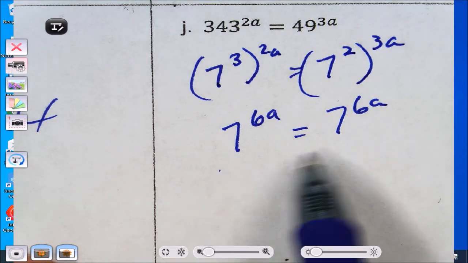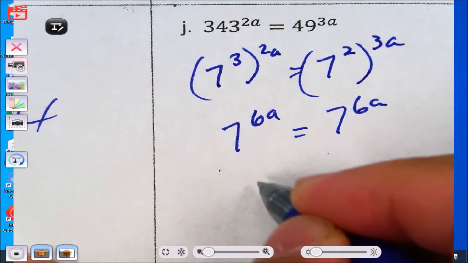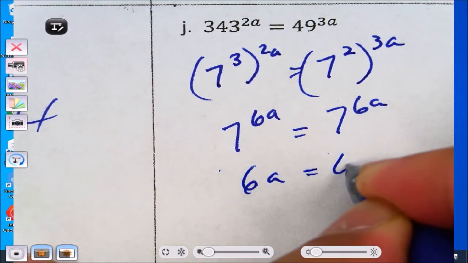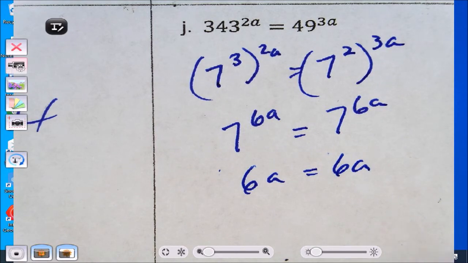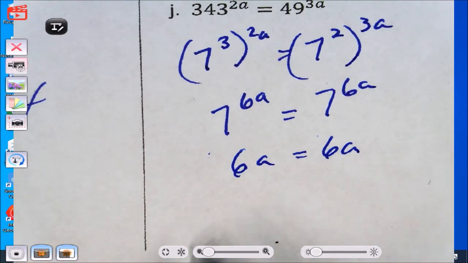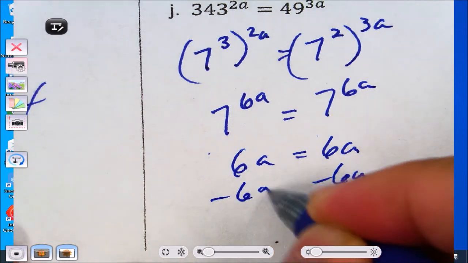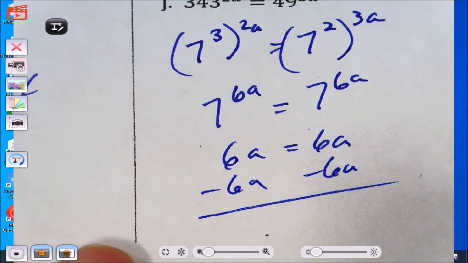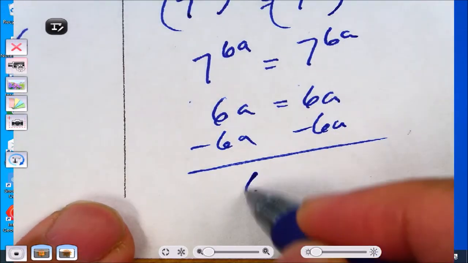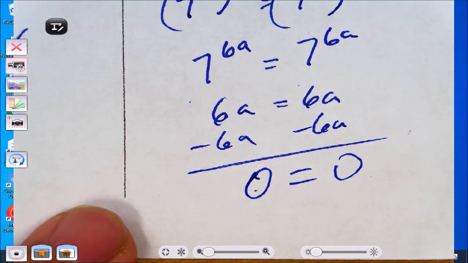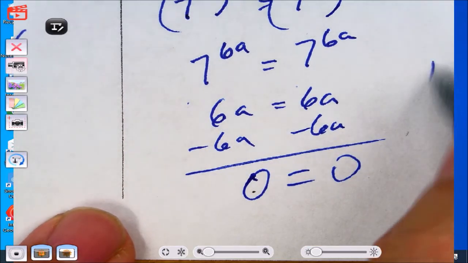Alright, so I'm going to rewrite this without the exponents. Generally speaking, when you solve this, you don't divide by 6, you subtract the 6a, right? What do you get when you subtract the 6a? You get 0 equals 0. That's a true statement. So it's all real numbers.